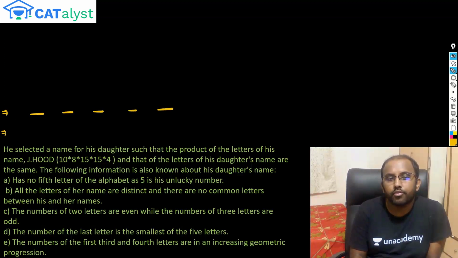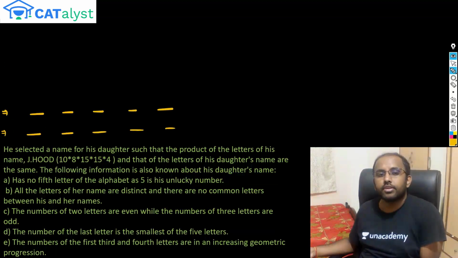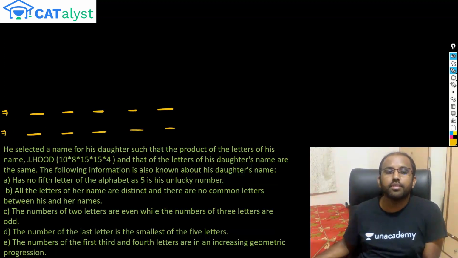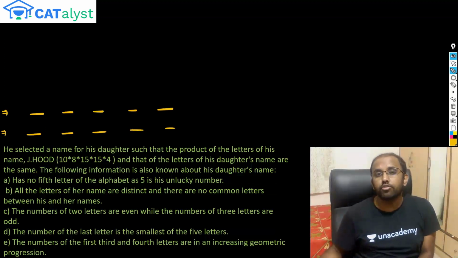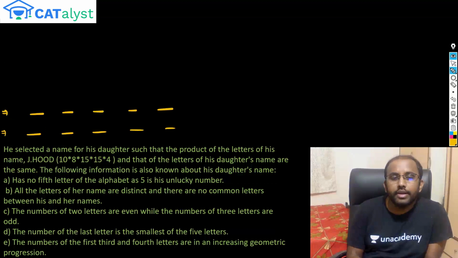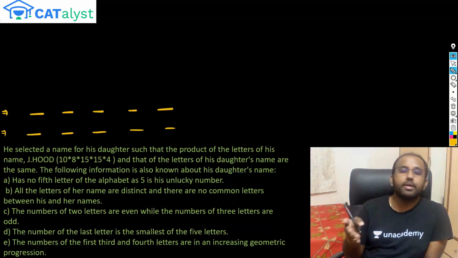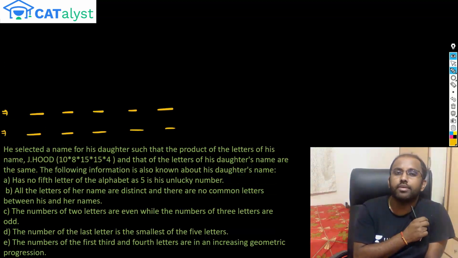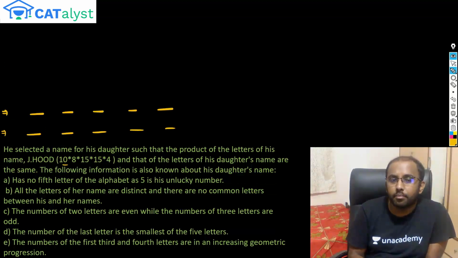Then we have 1, 2. So start off with making at least 2 cases in such kind of question because there will be multiple possibilities, and move to a maximum of 4 cases also. Now I need to find the product of the daughter's name, which is the same as this number here. So let's prime factorize it, guys.